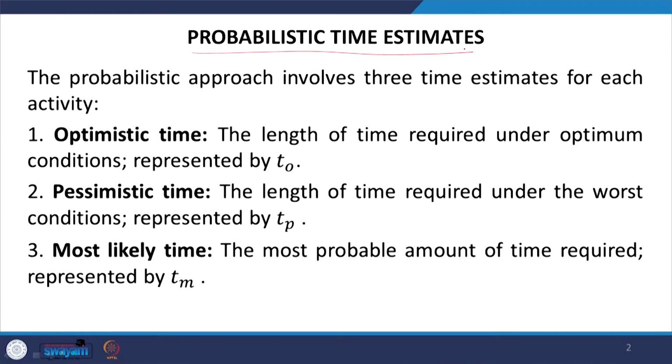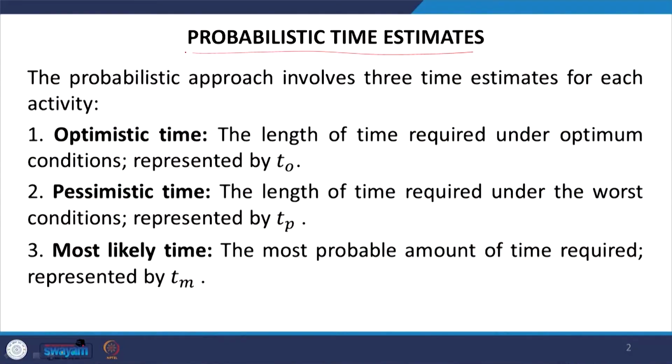Now, as I just told you, in CPM we have only a single time estimation. So, that was an example of deterministic time estimation. Here we will have three time estimations. This is known as the probabilistic time estimation case, and these time estimations are optimistic time, pessimistic time and most likely time. If all conditions are favorable for a particular activity, in how much time will the activity be completed, that is the optimistic time, and it is written as T naught.